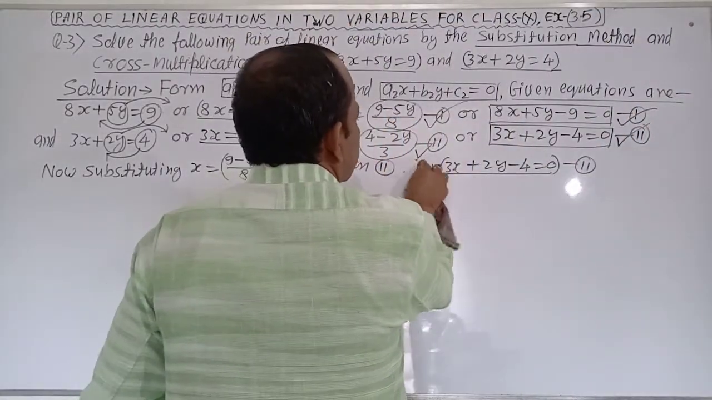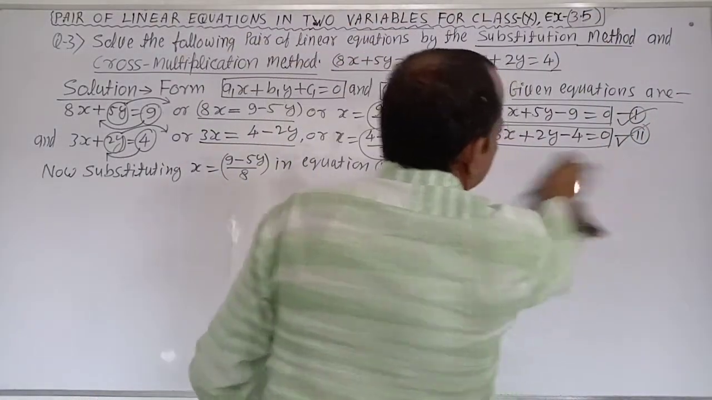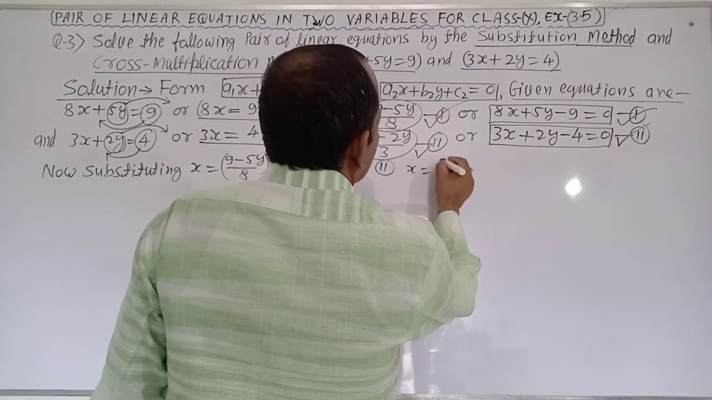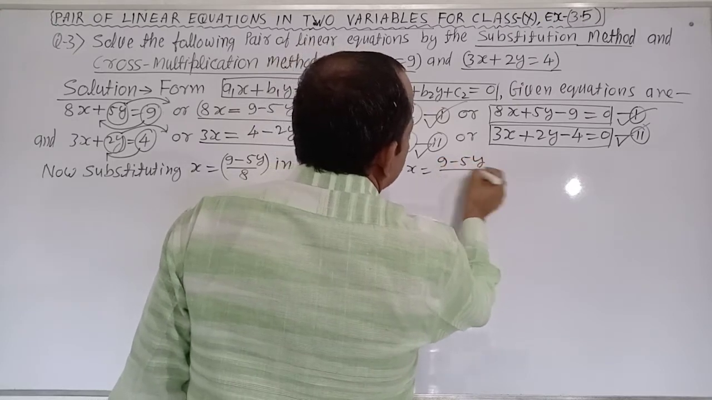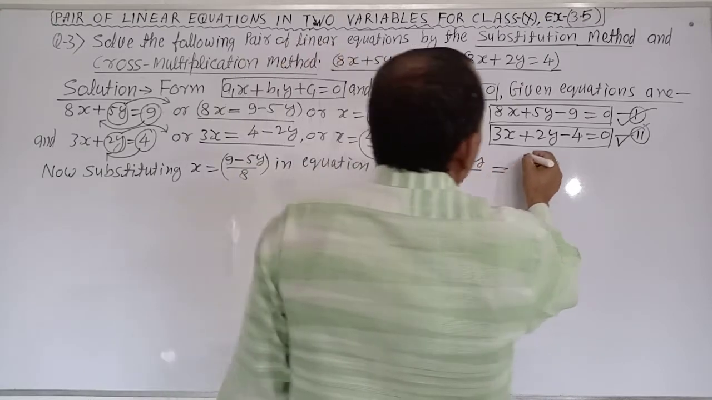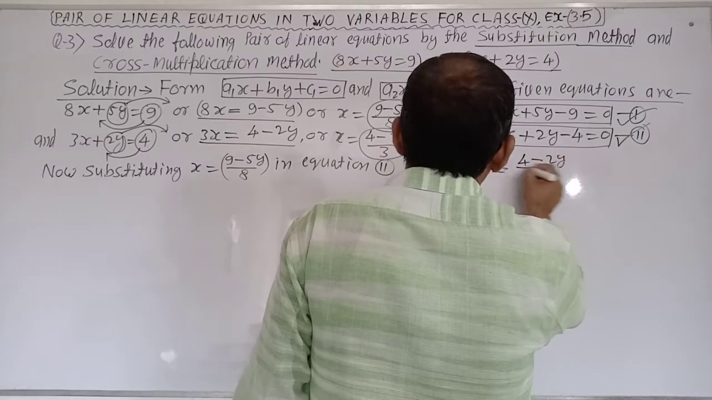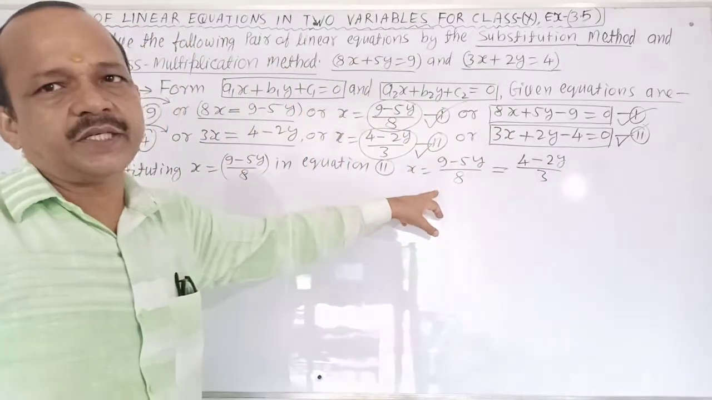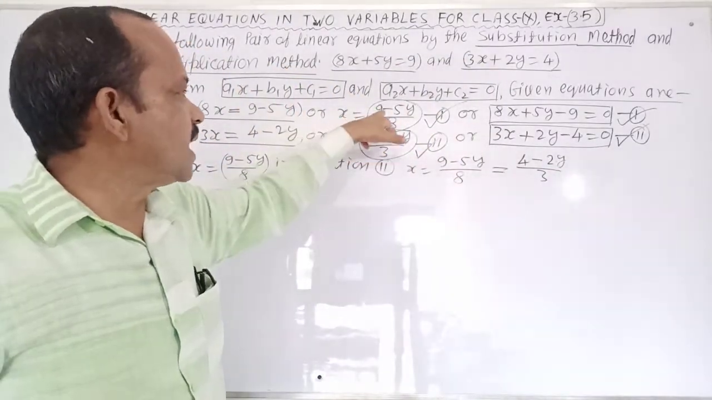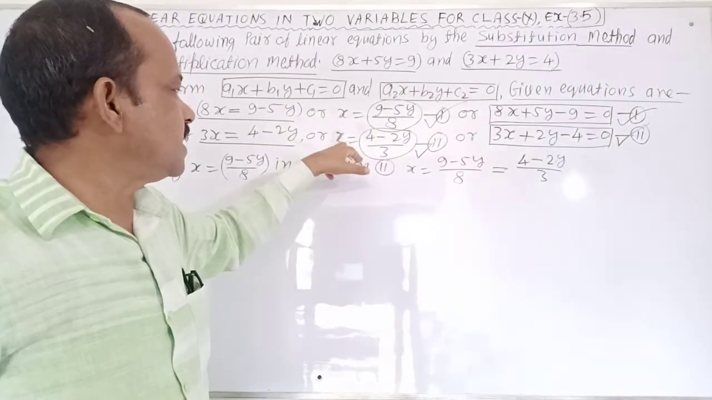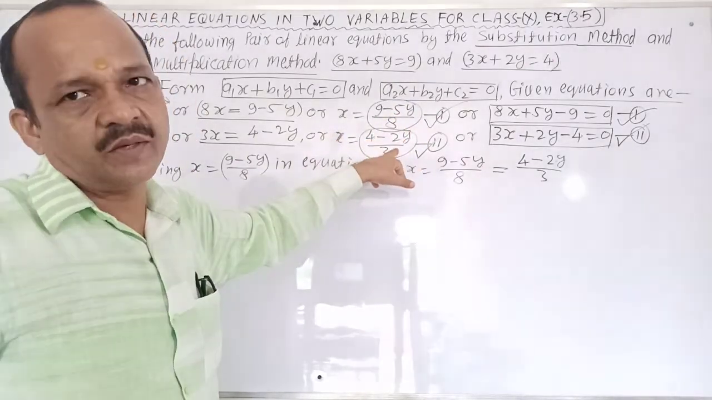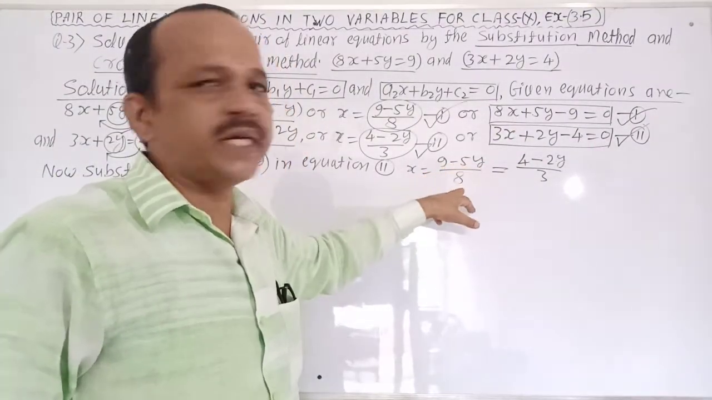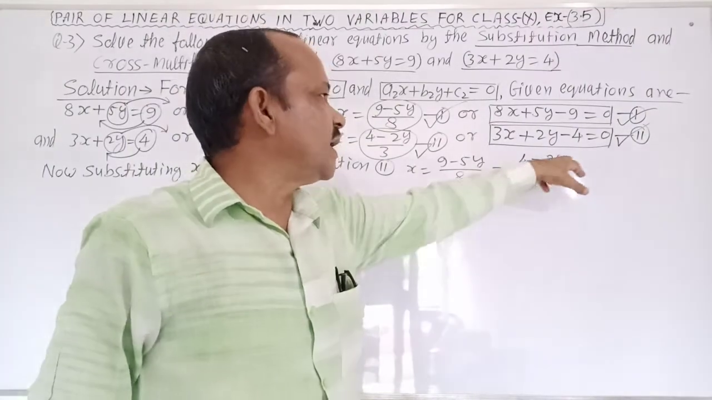It is easy. Clear? Here you write x equal to 9 minus 5y by 8 equal to 4 minus 2y by 3. It is the same: x equal to 9 minus 5y by 8, x equal to 4 minus 2y by 3. So you can write 9 minus 5y by 8 equal to 4 minus 2y by 3.